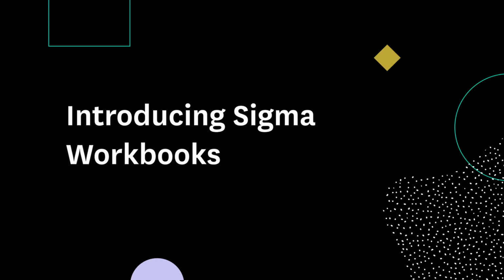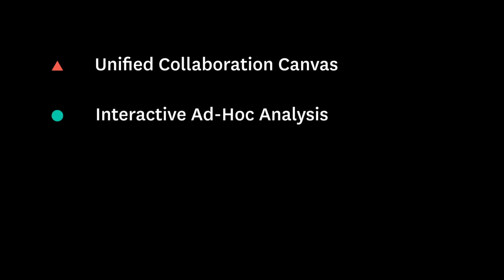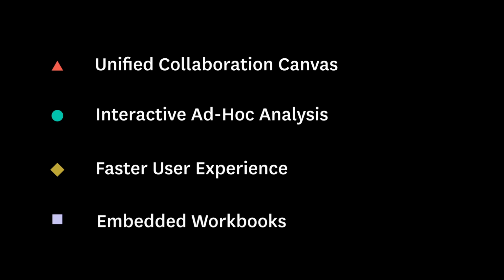Welcome to this demo of the key new features and capabilities in Sigma Workbooks, the redesigned interface and architecture of Sigma. Sigma Workbooks provides an easy-to-use unified collaborative canvas with new interactive ad hoc analysis capabilities that enables users and teams to share and collaborate on data narratives in one place and quickly make accurate, data-driven decisions. Sigma Workbooks also offers a faster user experience and enhanced embedding capabilities.